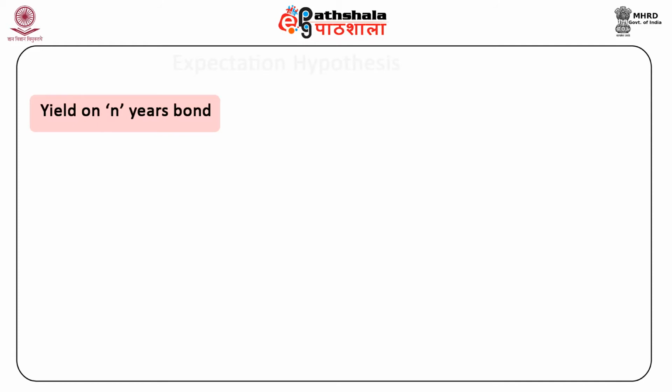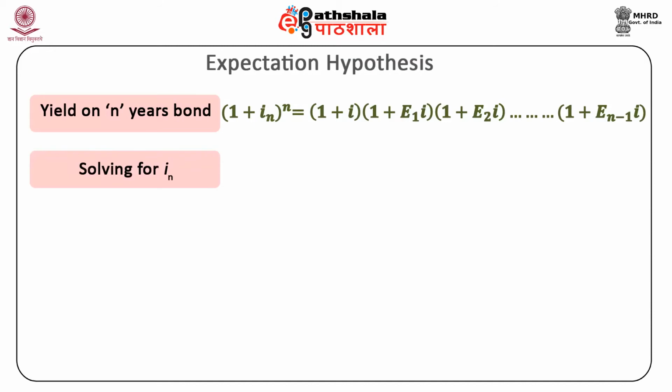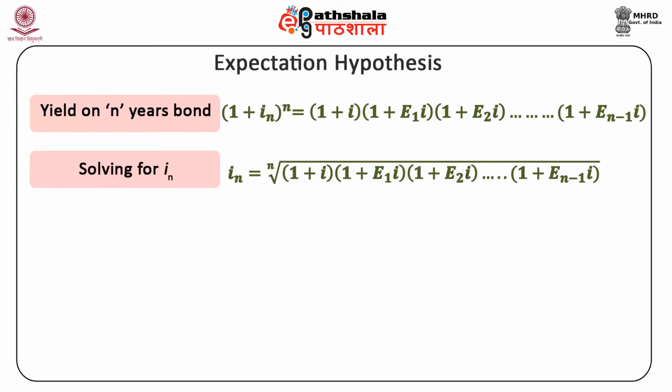In general, the yield on an n-year bond, In, is given by the condition that (1 + In)^n is equal to (1 + I)(1 + E1I)(1 + E2I), and so on till (1 + En-1 I). Solving for In from the above, we get In equal to the nth root of (1 + I)(1 + E1I)(1 + E2I), and so on till (1 + En-1 I).